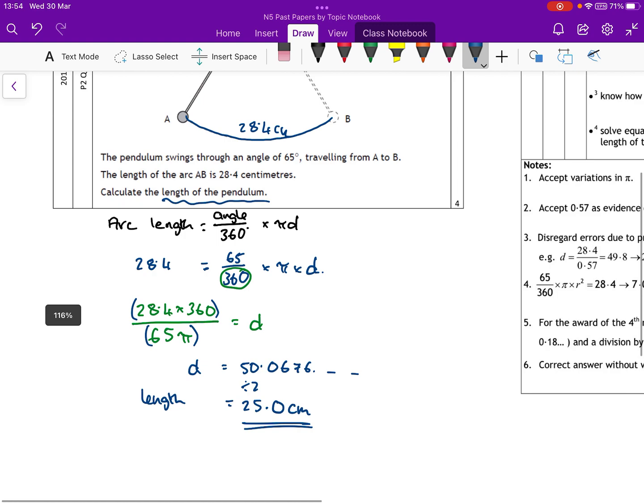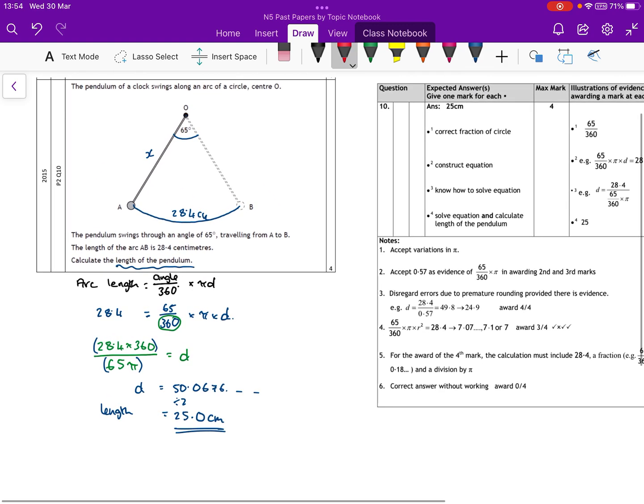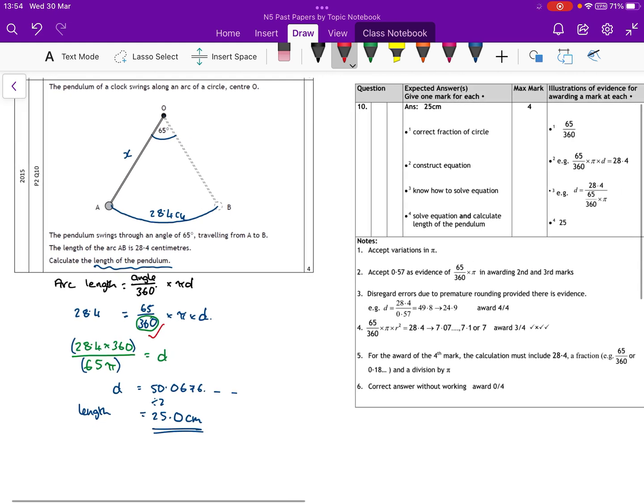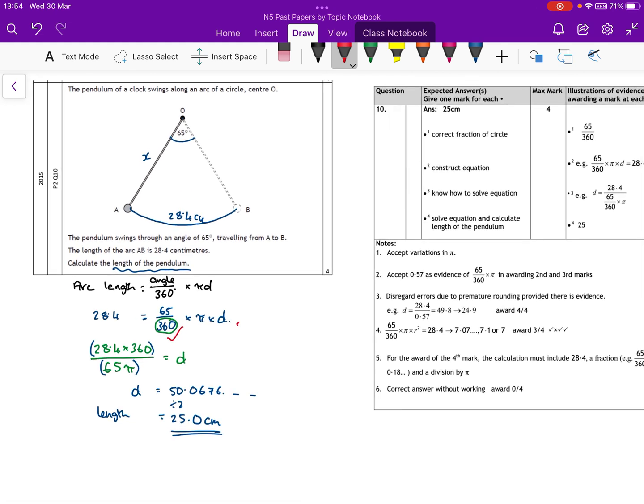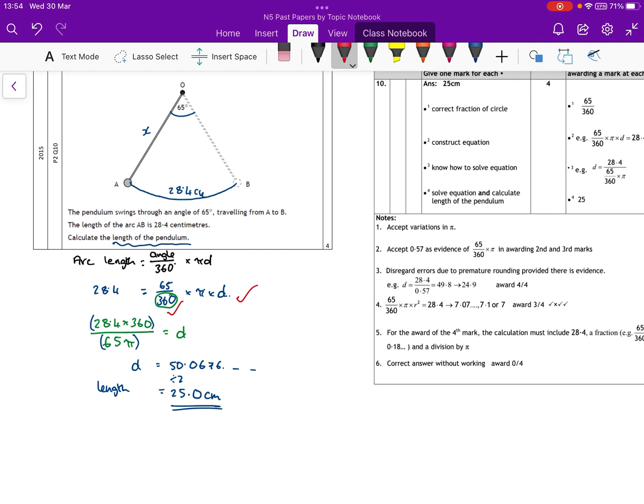Okay, so let's have a look to see what those 4 marks are awarded for. For the first one, correct fraction of the circle, 65 over 360, which we have there. You then multiply that by pi times d, which equals 28.4, so you'd get 2 marks for that line of working. Then you know how to solve the equation, so you're just rearranging that equation, and then getting your length of 25.